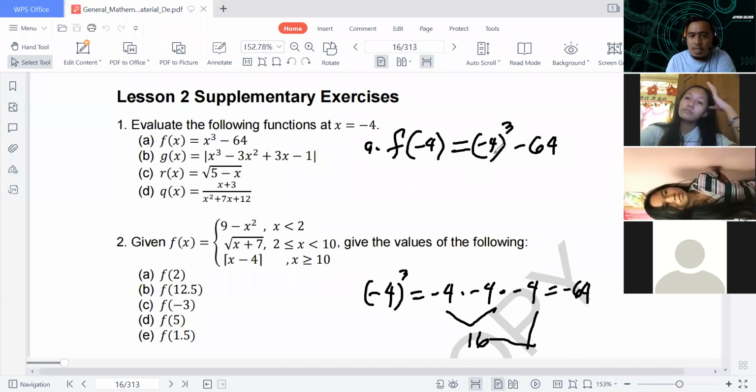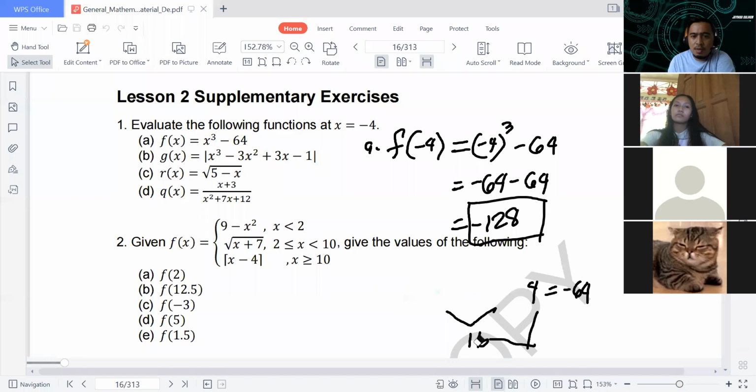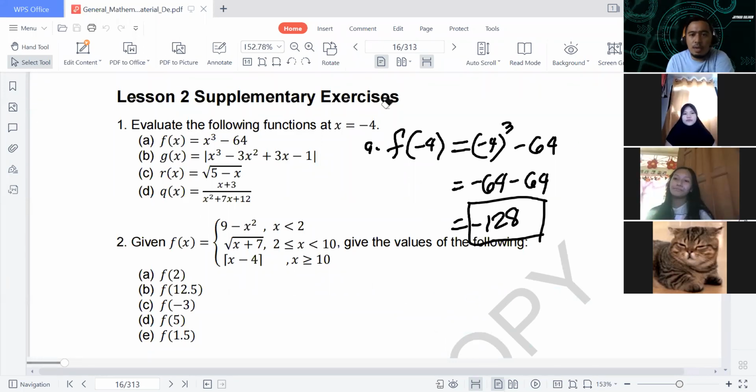So in that case, this is just equal to -64 minus 64. And if you simplify it further, it will be -128, right? So that is the answer for letter A. Any question for letter A? Question, clarification? None. Very good. So we're done with the letter A.